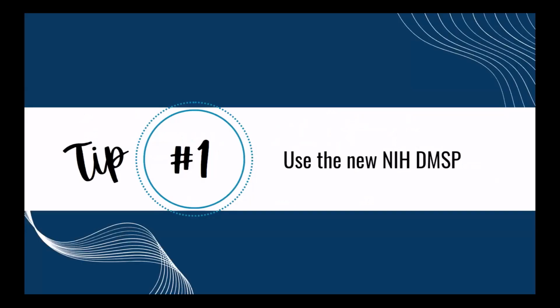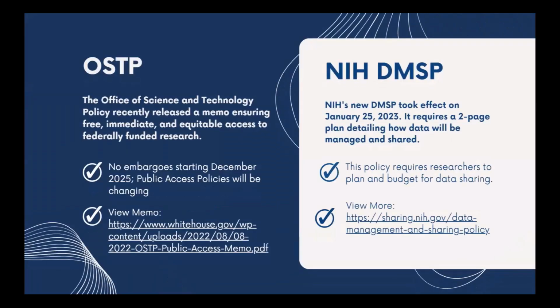So tip number one. Use the new NIH DMSP. It is available, and I'll talk about this later, in our DMP tool. Make sure you're using the new form of it. It's available here at this link on the screen. And so there's kind of two things happening right now.